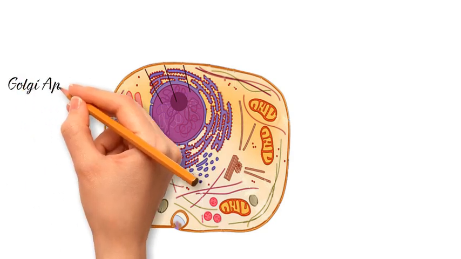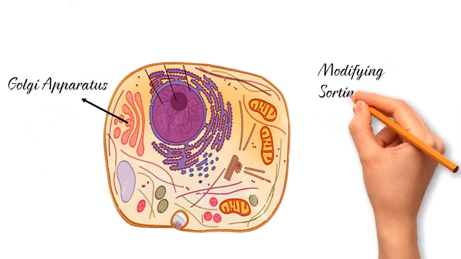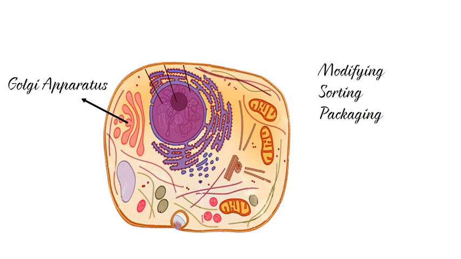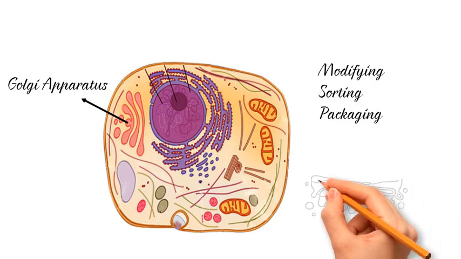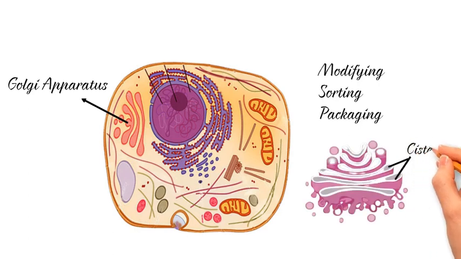The Golgi apparatus is involved in modifying, sorting, and packaging proteins and lipids for transport to other parts of the cell or outside the cell. The Golgi is comprised of several stacked cisternae, which are flattened sacs that modify and package cellular products.